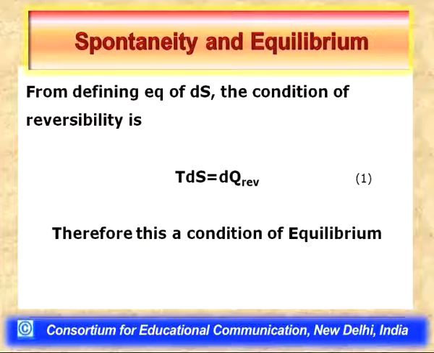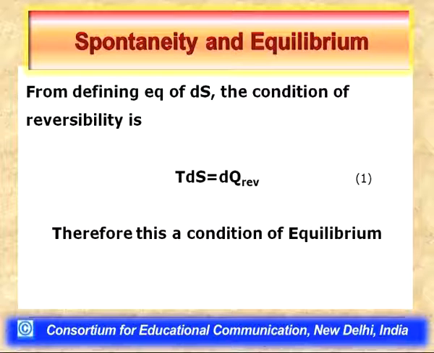If it is so, then from the defining equation of entropy, you recall back, the condition of reversibility is T dS equal to dq reversible. That was the combination of the first and second law of thermodynamics, where we coined the definition of entropy change.